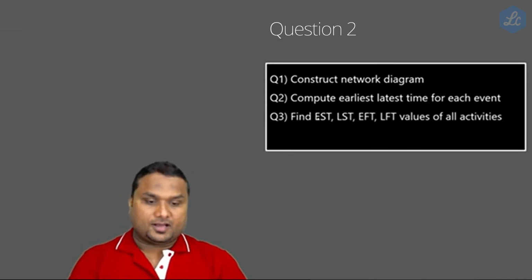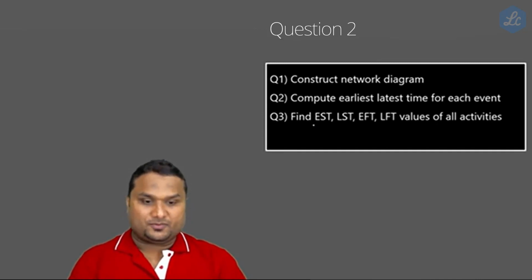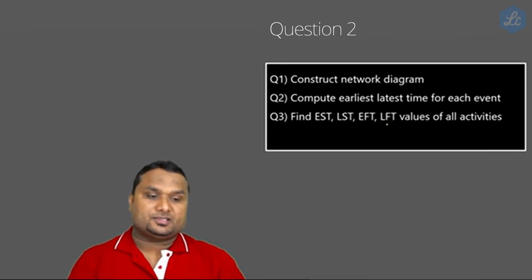Next, find EST, LST, EFT, LFT values of all activities. That is earliest starting time, latest starting time, earliest finishing time, latest finishing time of all activities. This is what you are supposed to find out.